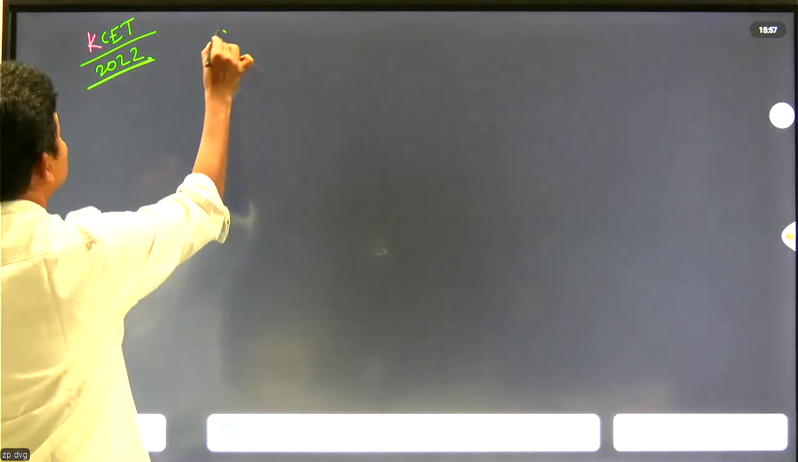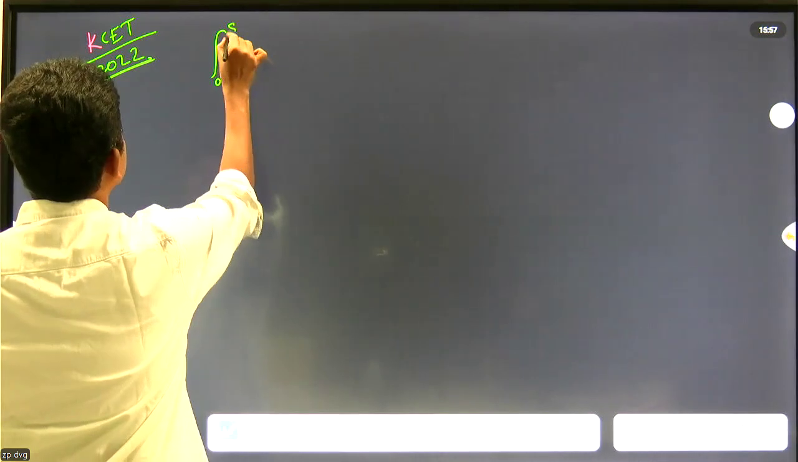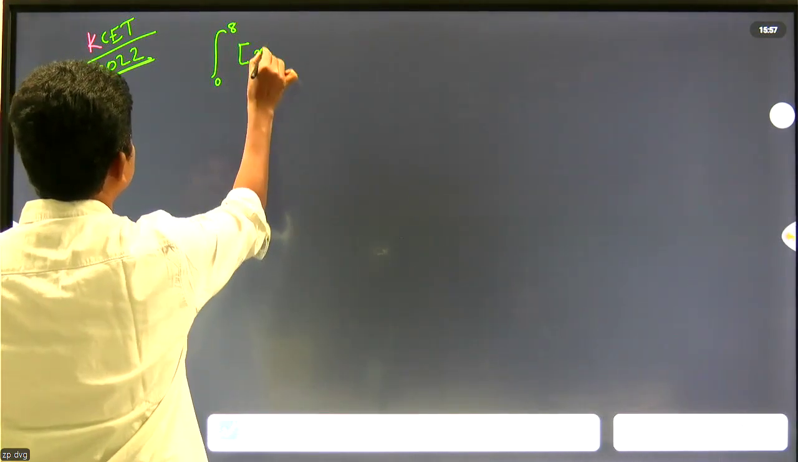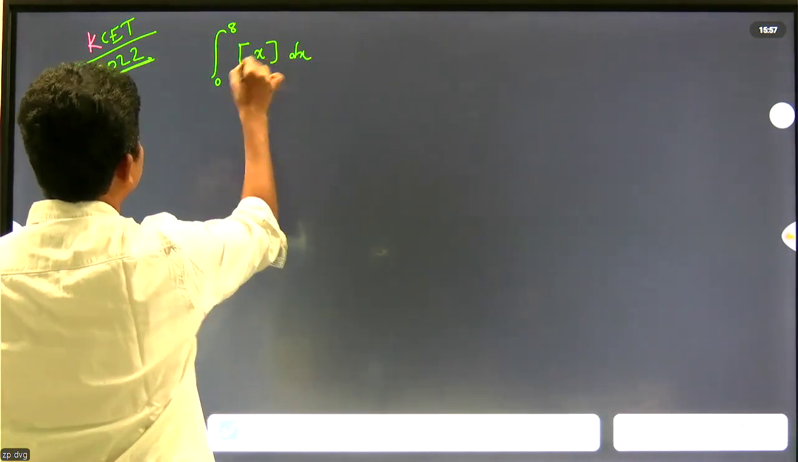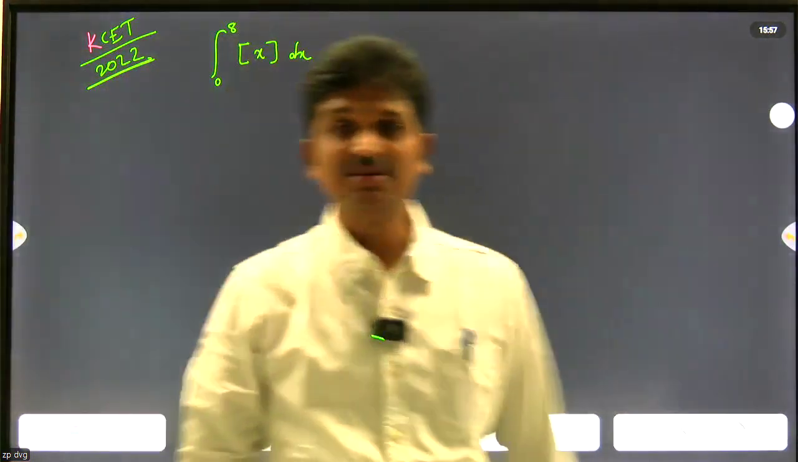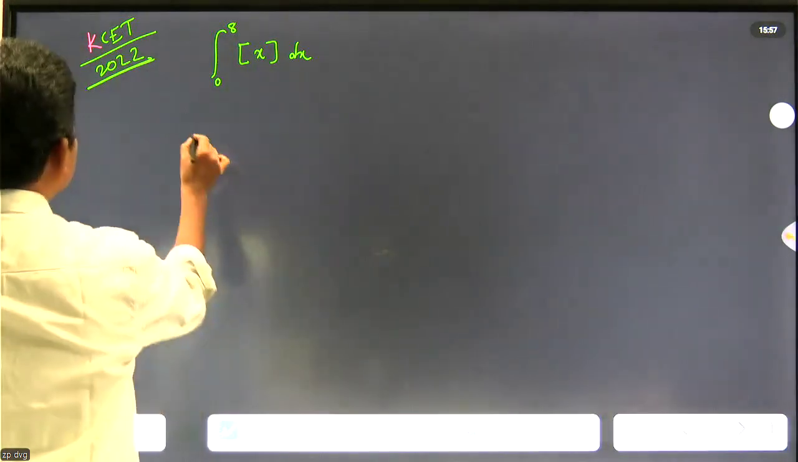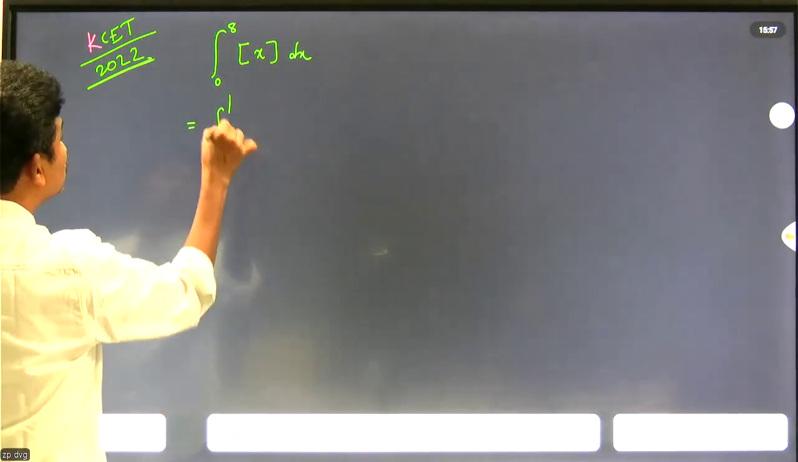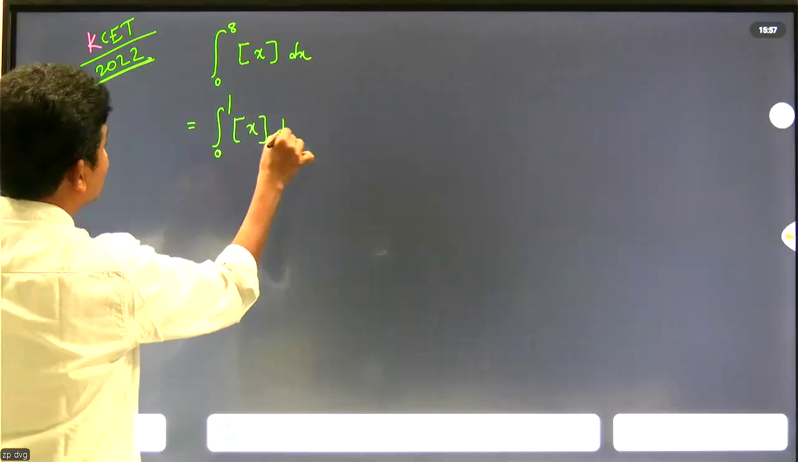Given in 2022. The question is, integral of 0 to 8 step x dx. Step x, greatest integer function. In the question, they mentioned this represents the greatest integer function. Regular method is what for this problem? Regular method is integral of 0 to 1 step x dx, right?